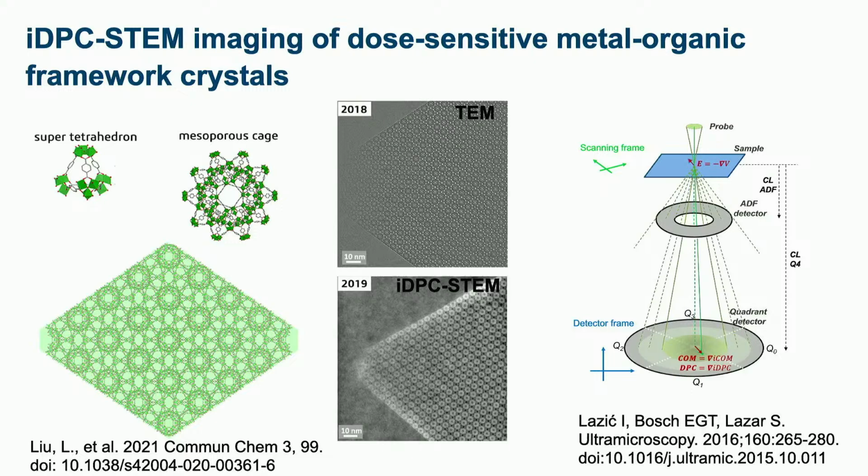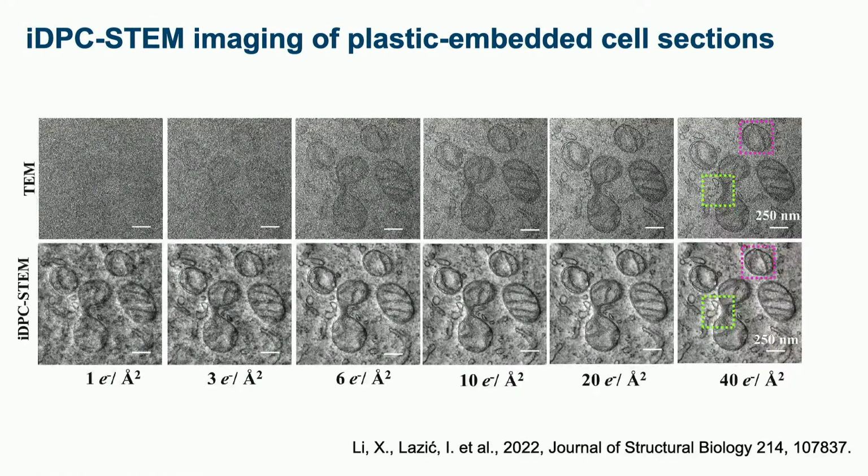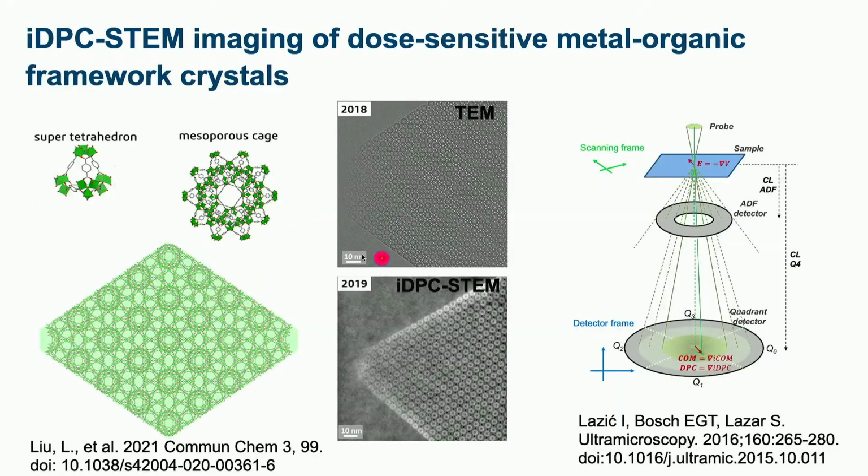There are some nice examples from the literature where they have not just looked at the typical very dose-resistant samples, but also quite dose-sensitive samples. These are metal organic frameworks of largely organic compounds that here nicely lie down flat on the grid. If you compare those images with the TEM, and this is with the IDPC, you already create really strong contrast, and these are these large zeolite rings of organic matter.